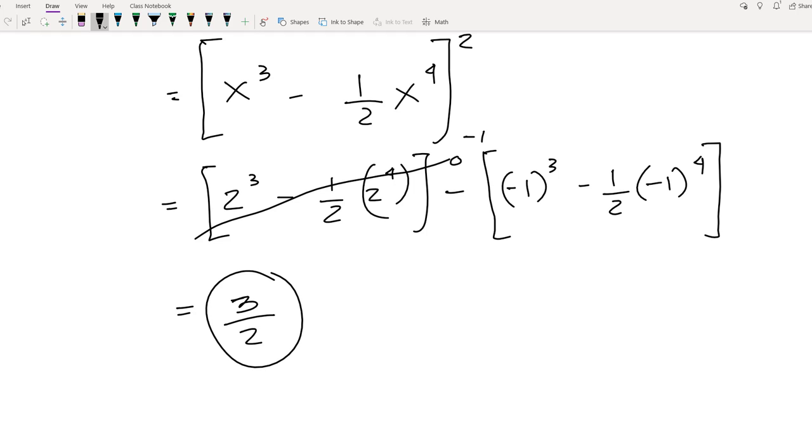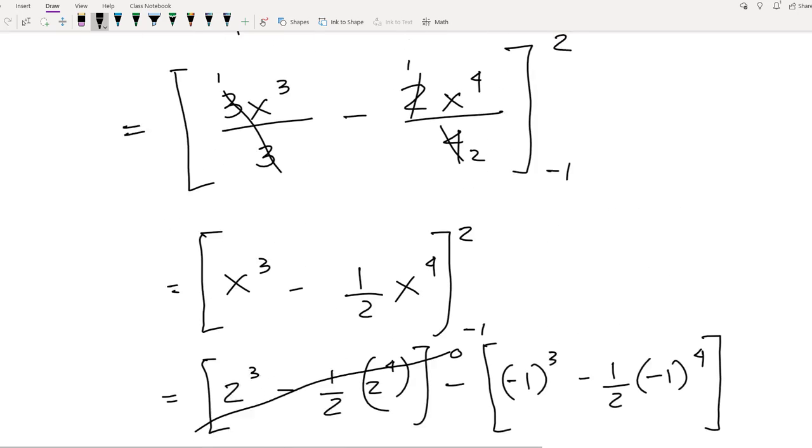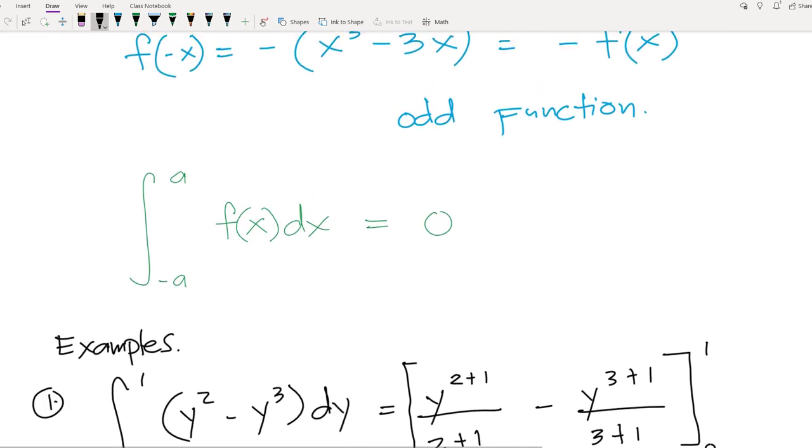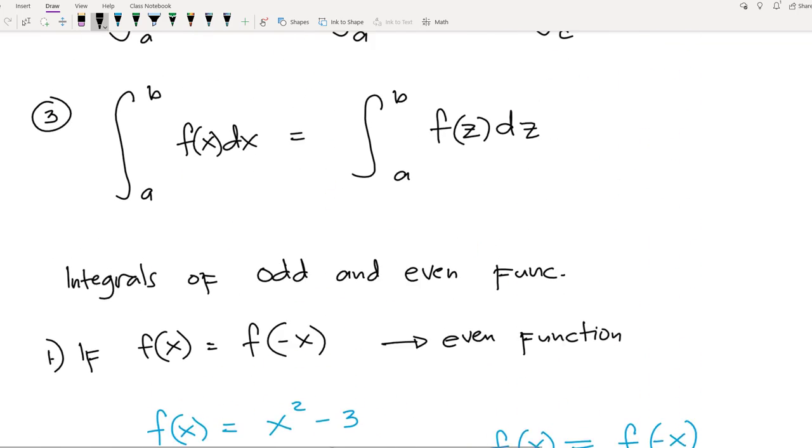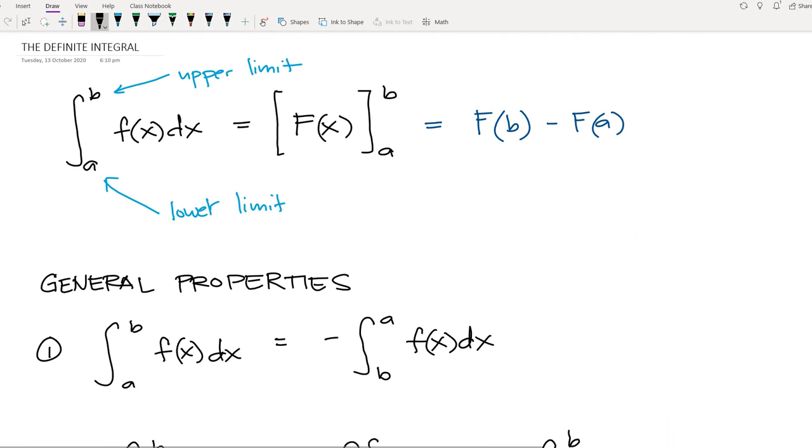So that is how you use the properties and how you evaluate the definite integral of certain functions. Later on, after this video, I will upload another discussion regarding the applications of the integral in finding areas of plane curves and centroids of plane curves.